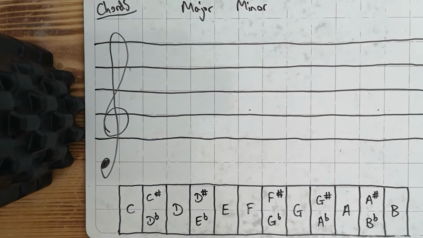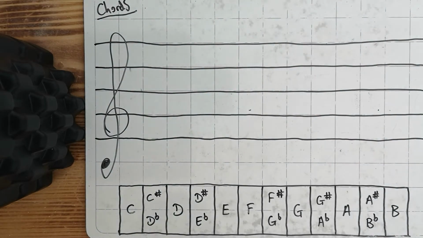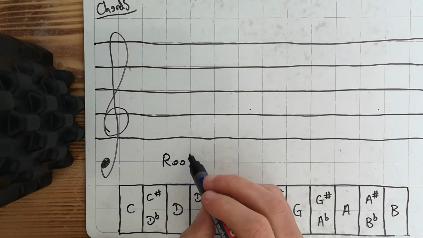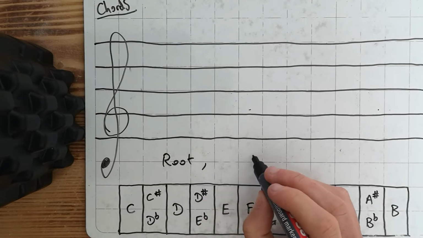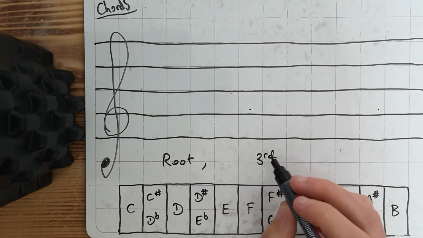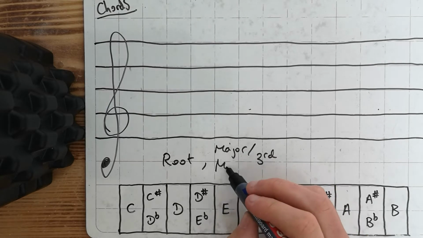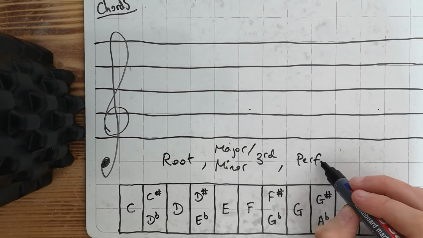We're going to look at how you make a major and a minor chord. It's very simple. You need 3 notes, first of all. You need a root note, which is just your starting note, whichever note you pick. You need a third, which can be either major or minor. And you need a perfect fifth.